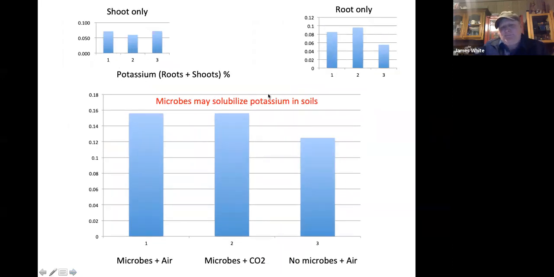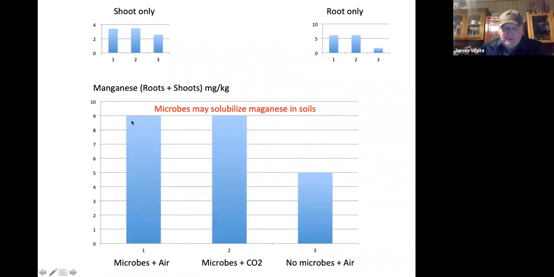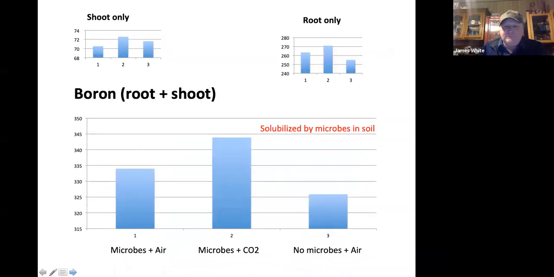Okay, this is potassium. You can see it's a very similar thing. You put CO2, potassium is about the same as in regular air, but you remove the microbes and it reduces it. So potassium is solubilized in the soil. That's how we're interpreting this. Manganese, same thing. It is solubilized in the soil by the microbes, and then the plant absorbs it from the soil solution. Boron, same deal. Microbes will solubilize it. Plants can get it. But if you remove the microbes, they get less. So even for boron.